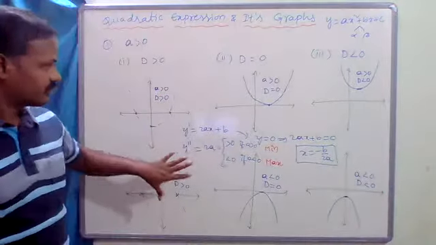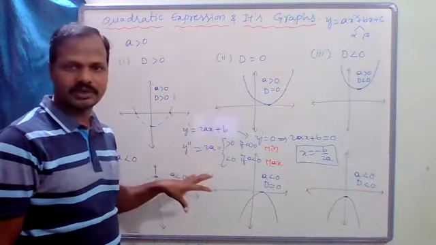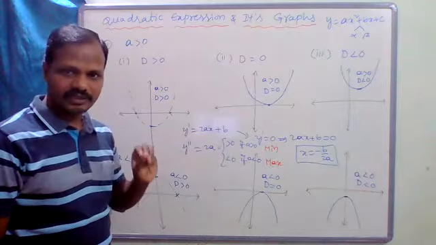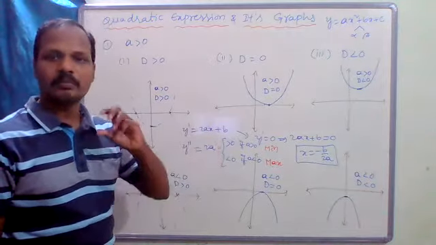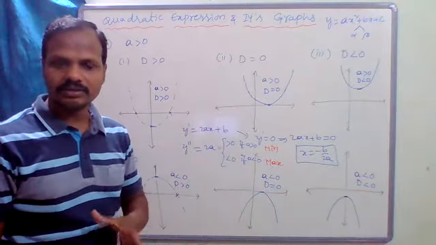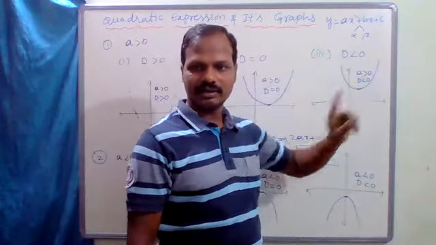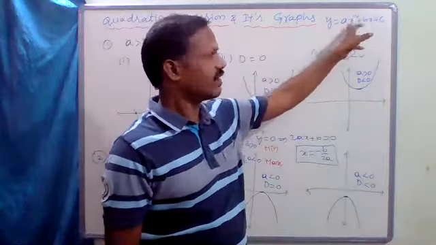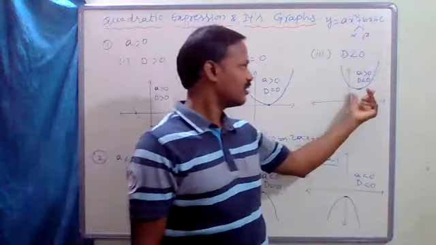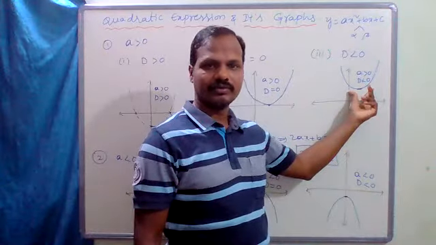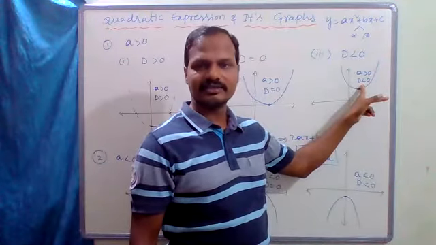Okay, is it clear? This is the most important point in quadratic expressions. If the given quadratic expression is positive, what about the graph? The graph should be like this. If the given expression y is strictly greater than 0, this is the nature of the graph. Then you have to take a greater than 0 and d less than 0.